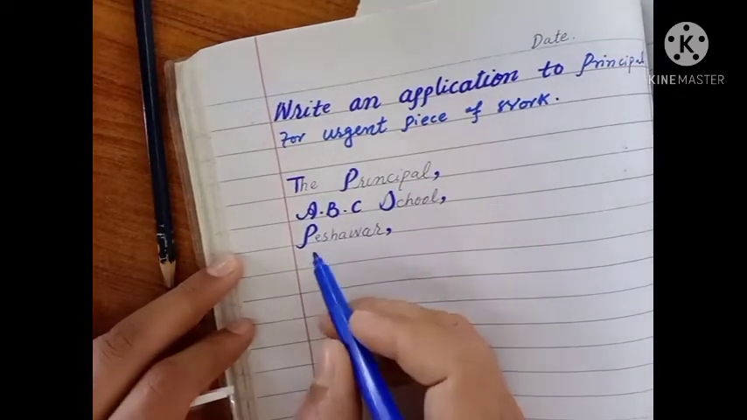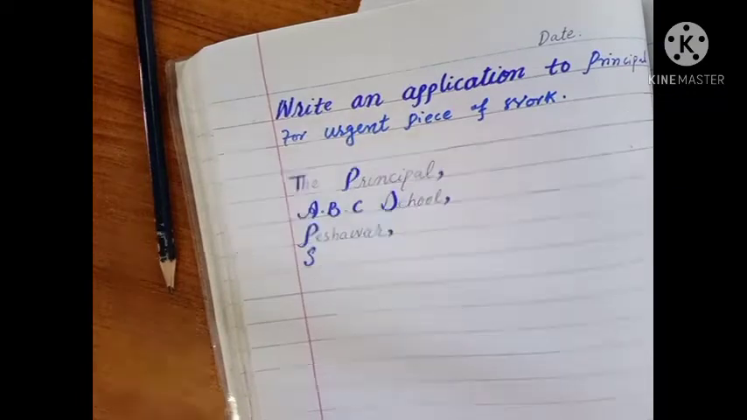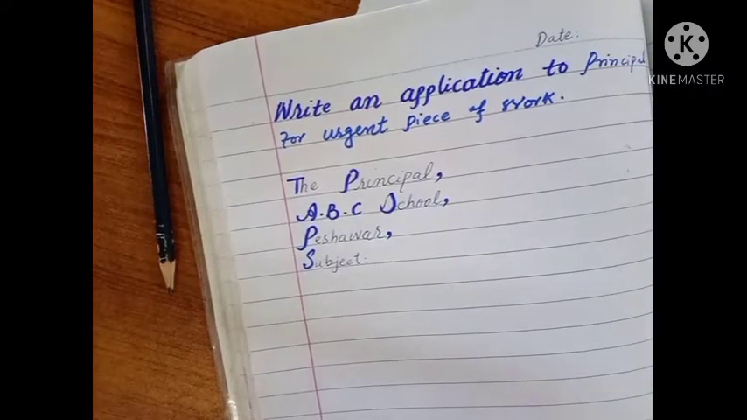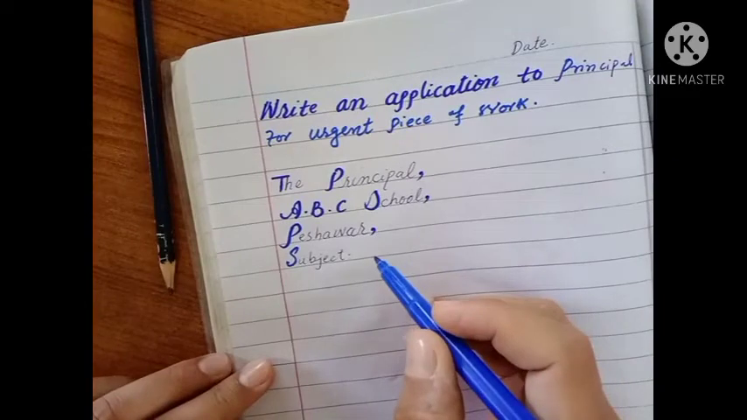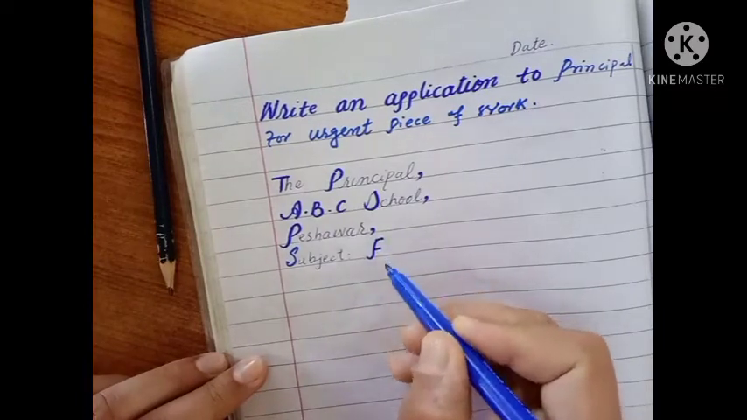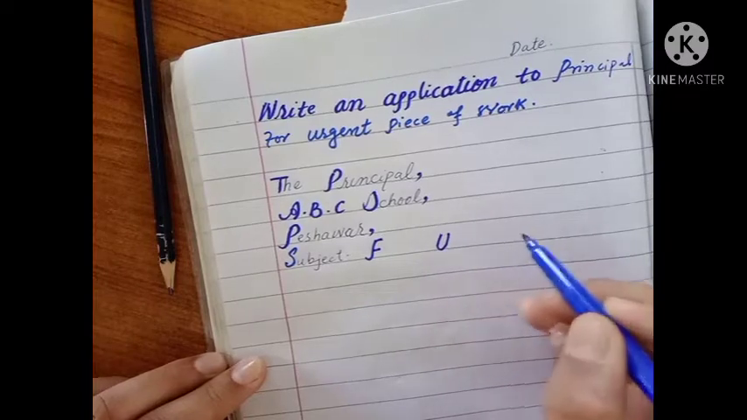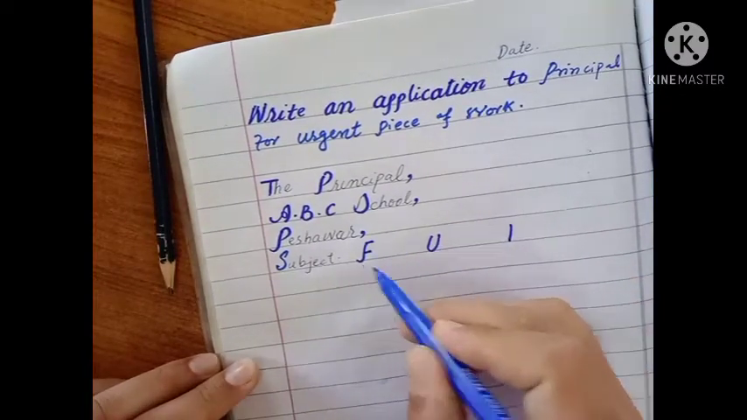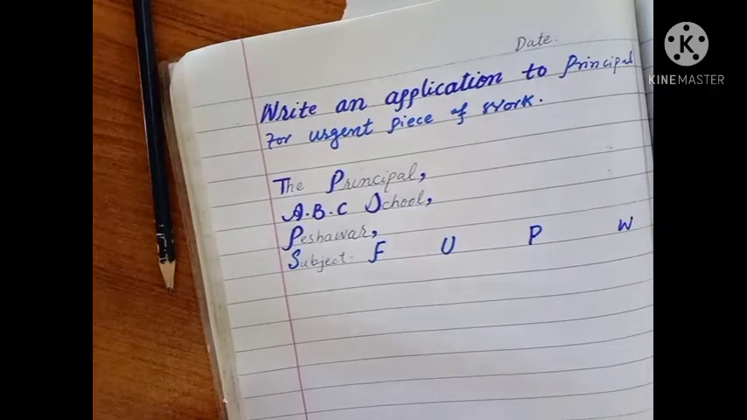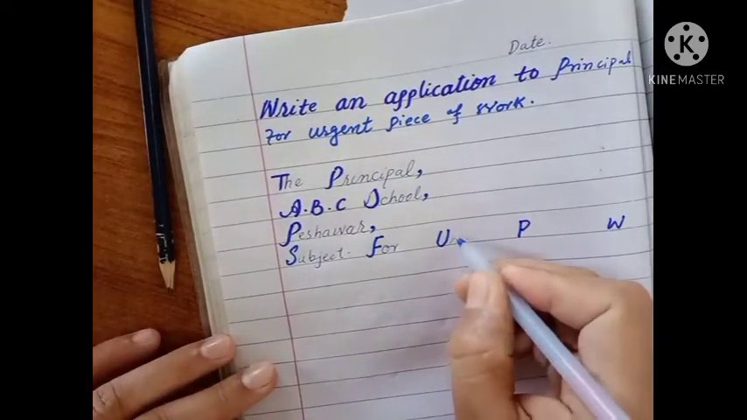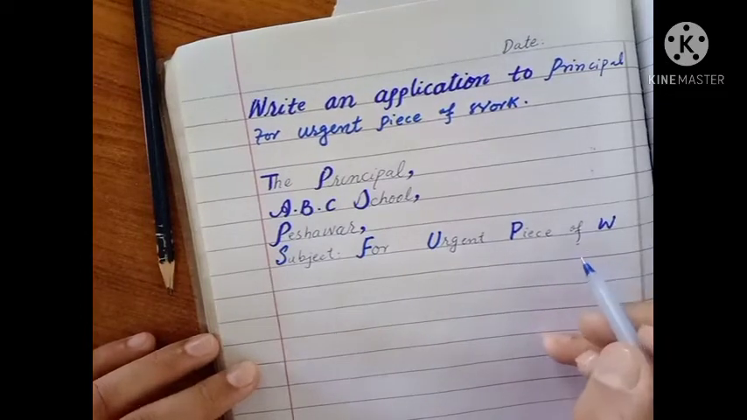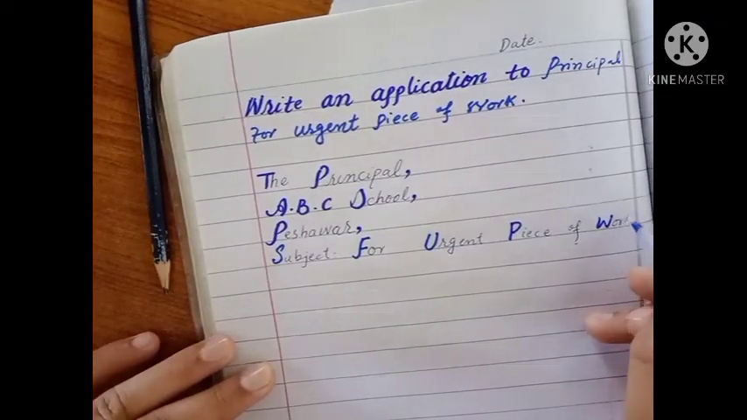Dear students, after this you have to write down, as I am writing now, subject. And subject, you know what is subject? Subject is actually the theme of the application, and now you know it. Write an application to principal for urgent piece of work. So you will write here F like for, and then U for urgent, and then P for piece of work. Let me complete it now. That is FOR for urgent, PIECE piece of. Usually the preposition of we do not capitalize, that's why I write it small, of WORK, work.